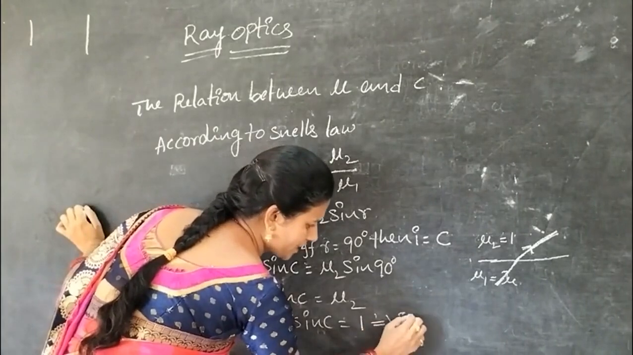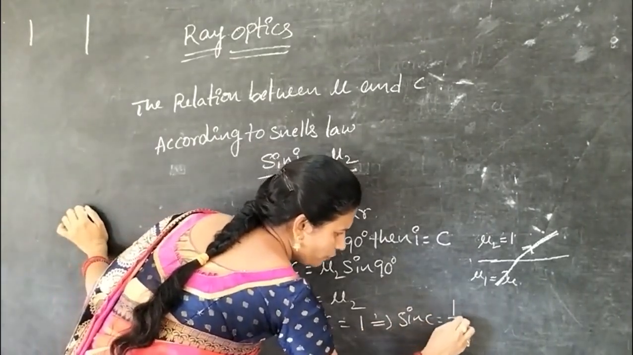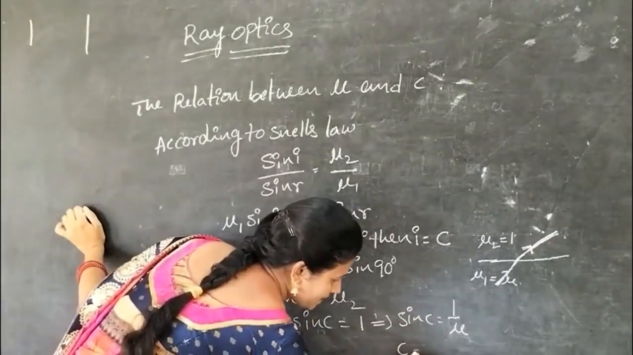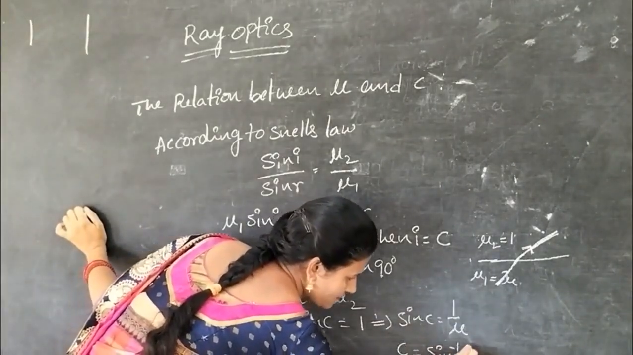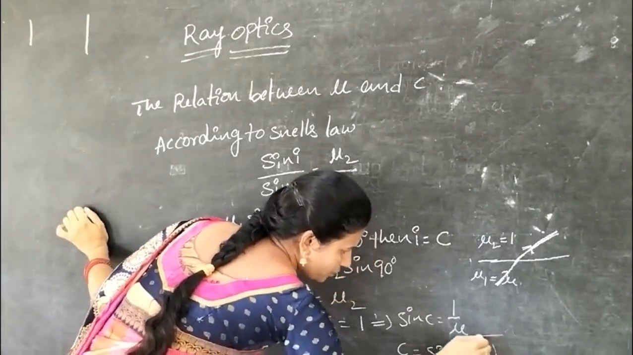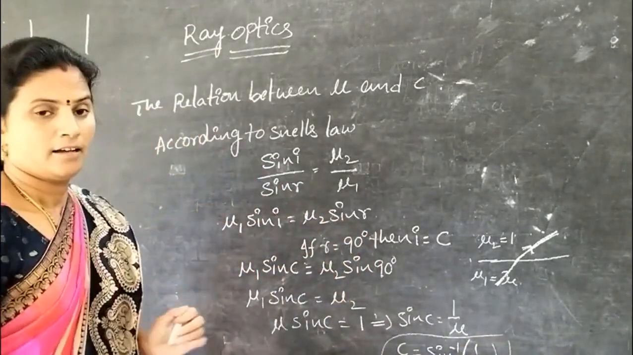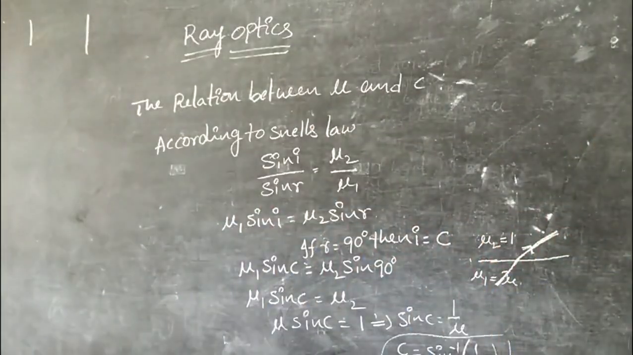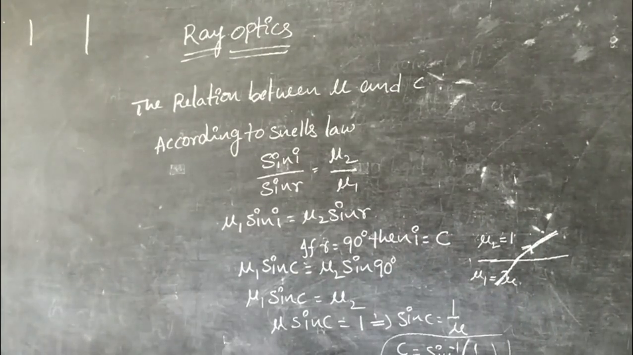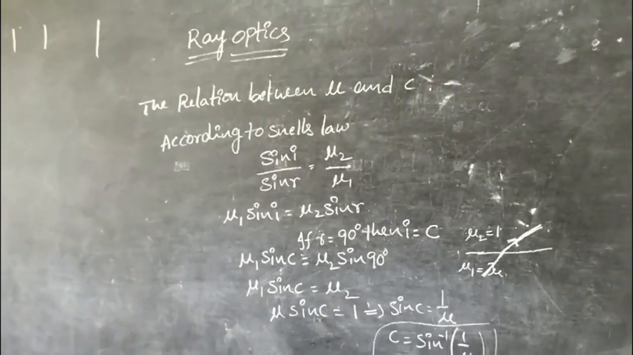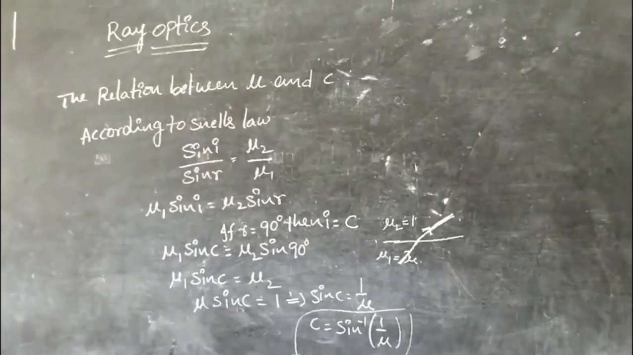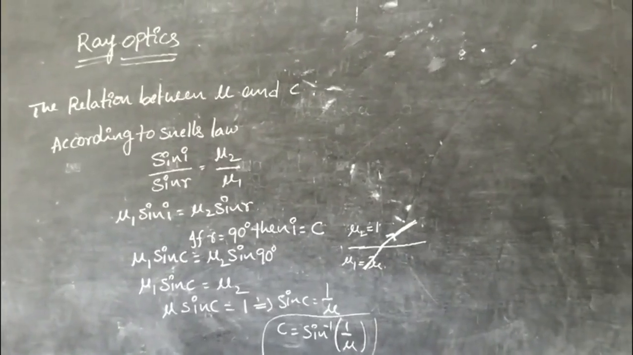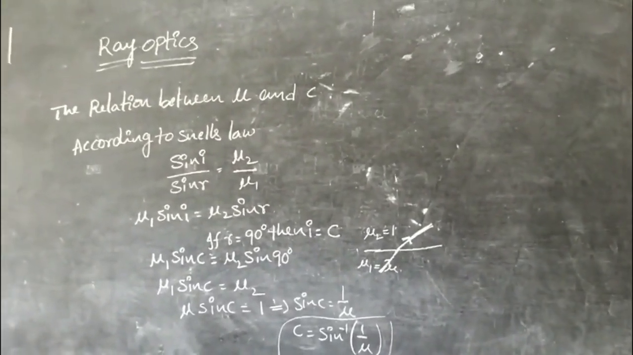From this equation, sin C is equal to 1 by mu. So C is equal to sin inverse of 1 by mu. This is the relation between critical angle and refractive index: C is equal to sin inverse of 1 by mu.